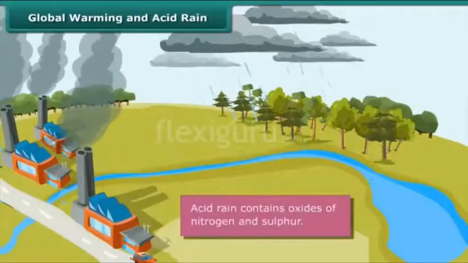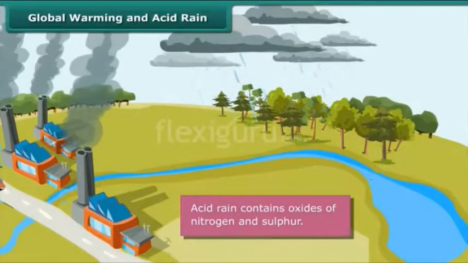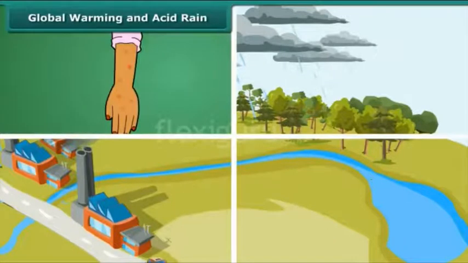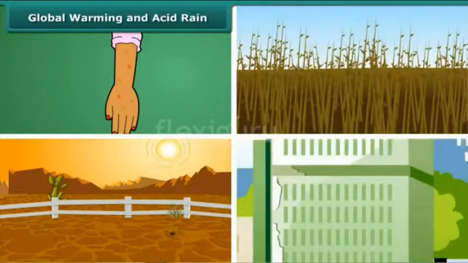Another harmful effect of air pollution is acid rain. Rainwater that contains oxides of sulfur and nitrogen released from the industries and petrol engines in dissolved state may cause huge damage to skin, soil, standing crops and buildings.